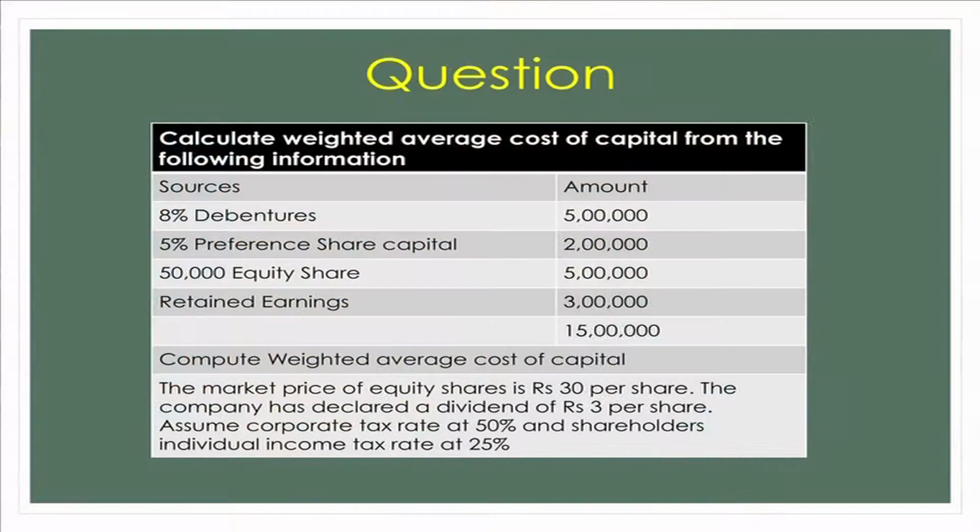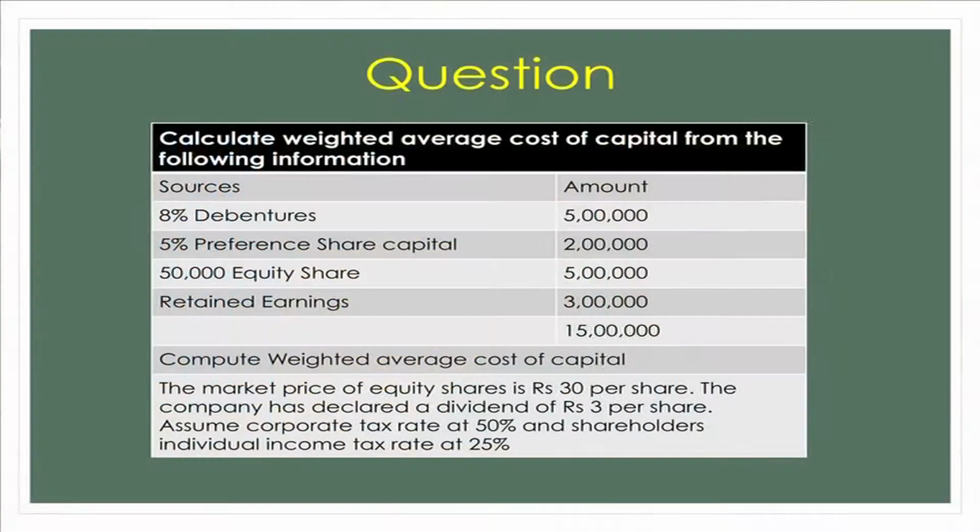So, we can say that our capital structure is having these elements of funds: debentures, preference share capital, equity share capital and retained earnings. We need to compute weighted average cost of capital. The other information which is given is the market price of equity share is 30 rupees per share. The company has declared a dividend of 3 rupees per share. Assume corporate tax rate at 50%. Shareholders individual income tax rate is 25%.